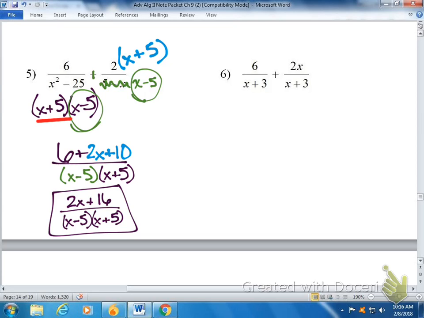We are going to do the last example because we notice, hey, wait a second. They share the x plus 3. That means you have a common denominator already. I don't have to multiply the numerators by anything. So 6 plus 2x, I'm going to put the x term first. 2x plus 6 over x plus 3.